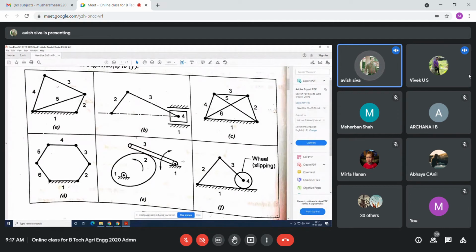Number of links. Is it 4, sir? Yes, the number of links is 4. This is the mechanism you have studied, the slider crank mechanism, in a simple figure. The number of links is equal to 4. Here you have 3 turning pairs and 1 sliding pair. Then what about the number of joints, Vivek?